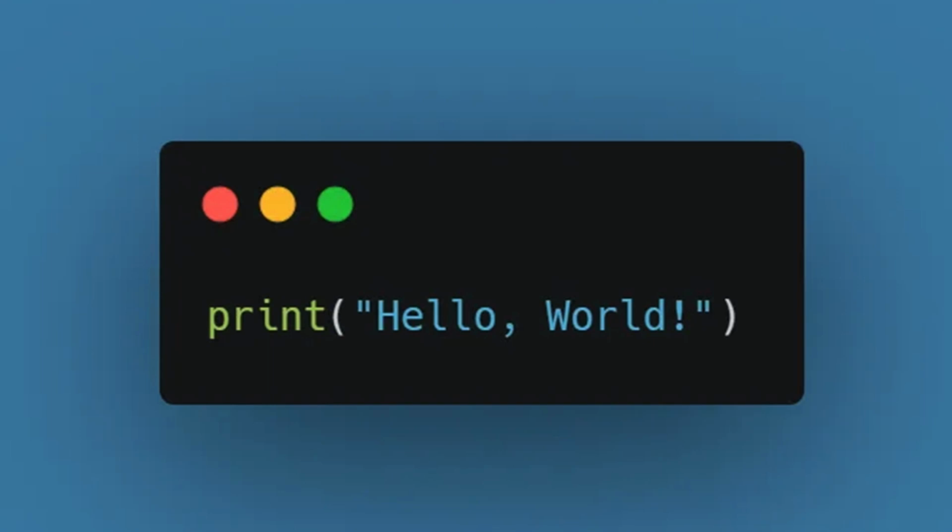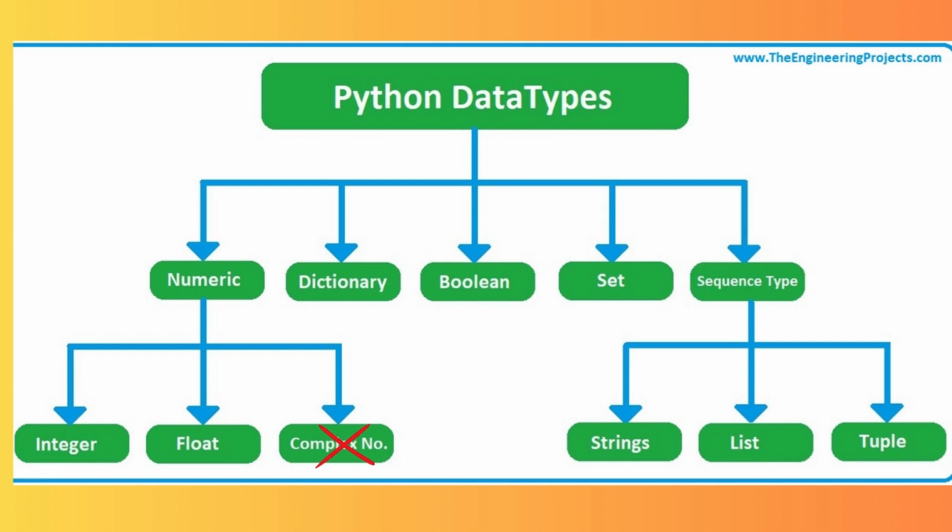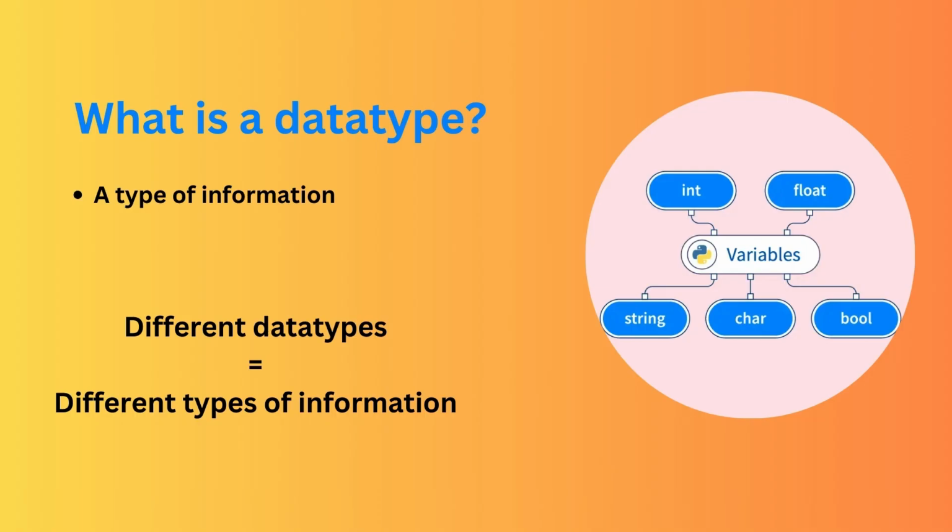Today we're learning about Python data types. I think the first step to master Python is to master its data types. And we're going to cover them all except for complex numbers, because it just isn't that useful. So let's get to the first question. What is actually a data type?